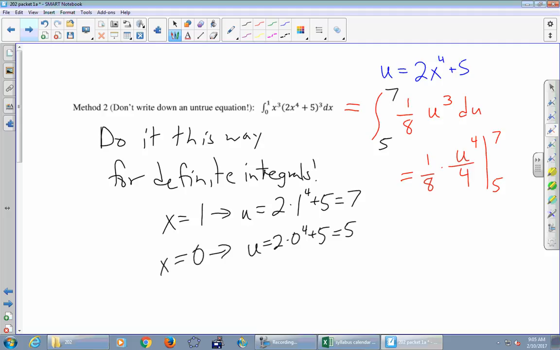Do we go back to the x's? No, those are u's. 5 and 7 are truthful numbers for u's. And so we don't substitute back. There's a 1 over 32. I'll just put that in the front. And then we just plug in u equals 7. So we go 7 to the 4 minus 5 to the 4, which is exactly the right answer, right? What we did before.